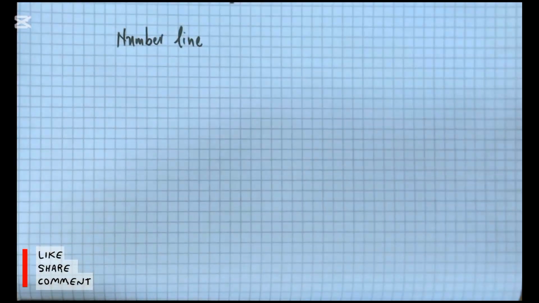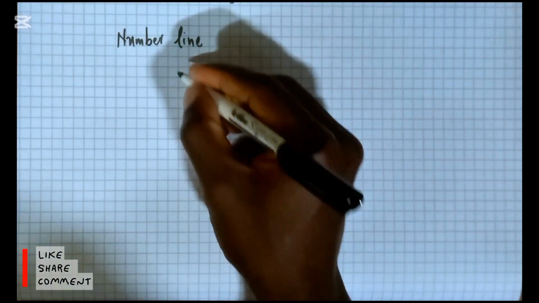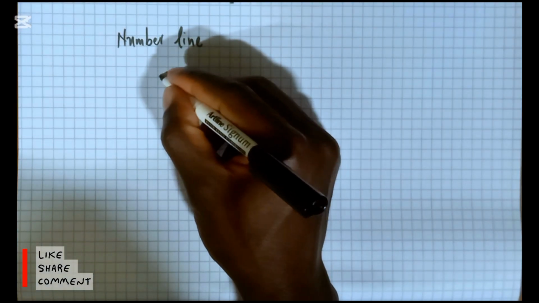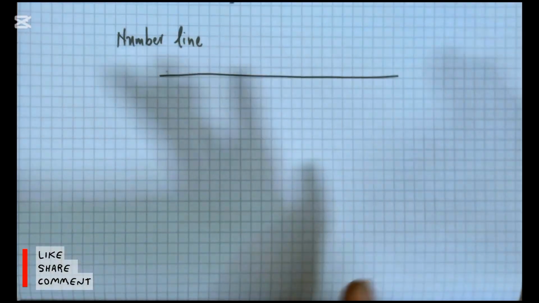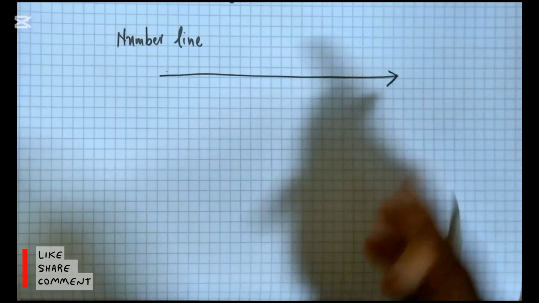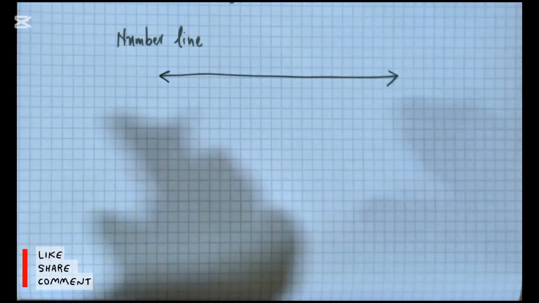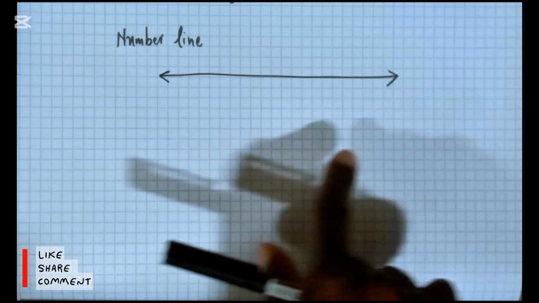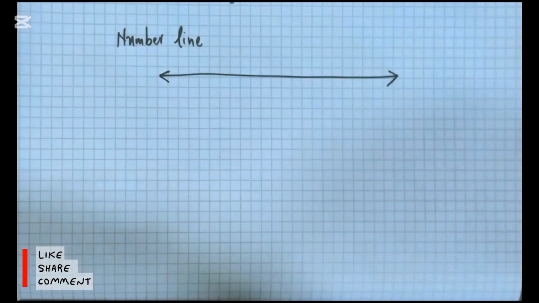So I'm going to draw a number line here, then you will understand what that actually means. We have a straight line right here, and this straight line has to be continuous, and therefore we will draw an arrow at the end of each side of the line to show the continuity.